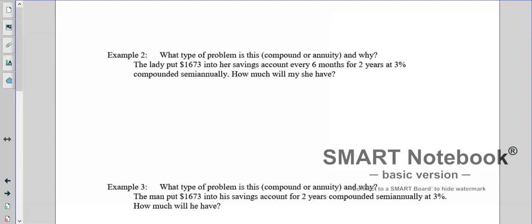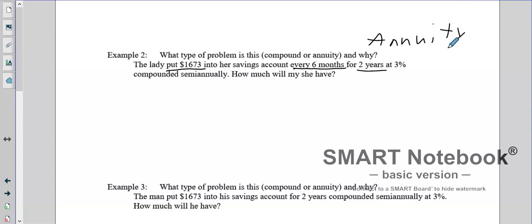All right, example 2. What type of problem is this? Compound or annuity, and why? The lady put $1,673 into her savings every 6 months for 2 years at 3% compounded semi-annually. How much will she have? All right. So the fact that she's putting an amount of money in at a regular time frame for a certain period of time tells you this is an annuity.